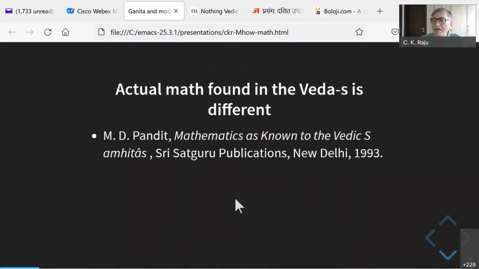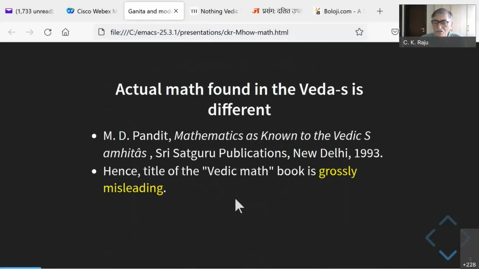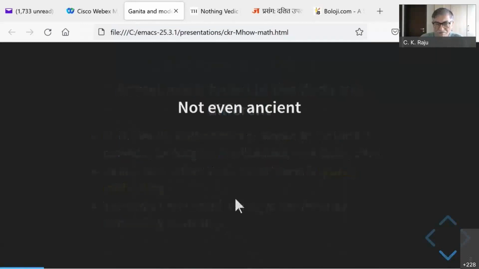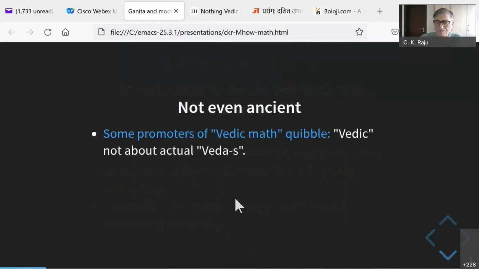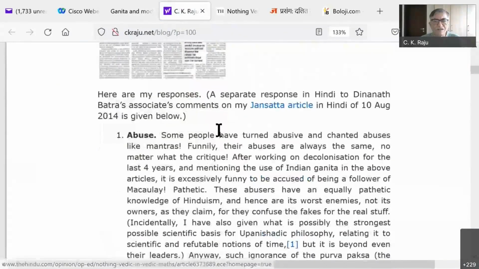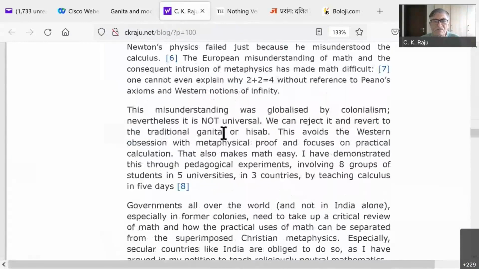But anyway, the actual math found in the Ved is different. It is detailed in a book by M.D. Pandit, very little known book. So the point is that the title of Vedic math is grossly misleading. And the Ved is sacred. So to use it for misleading marketing is wrong. It's not even ancient. So there's a big discussion with some of the promoters. It is there on my website. Again, I won't go into this link in too much detail, but there's a huge discussion that has taken place.